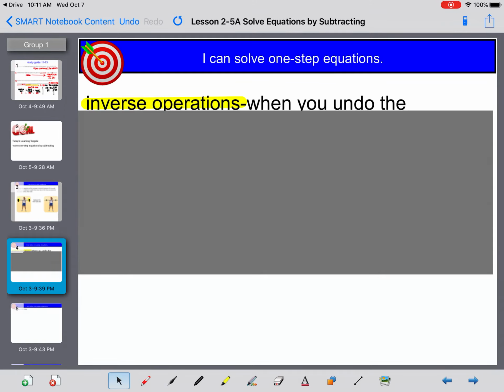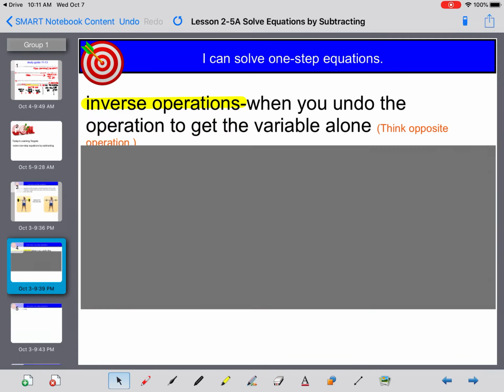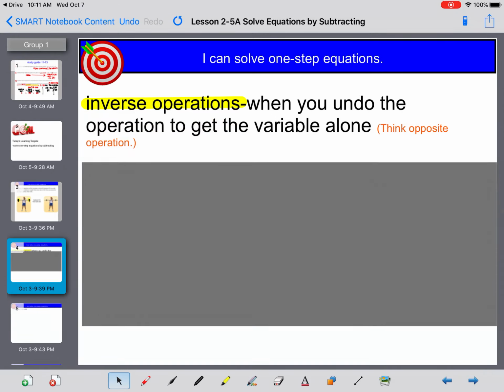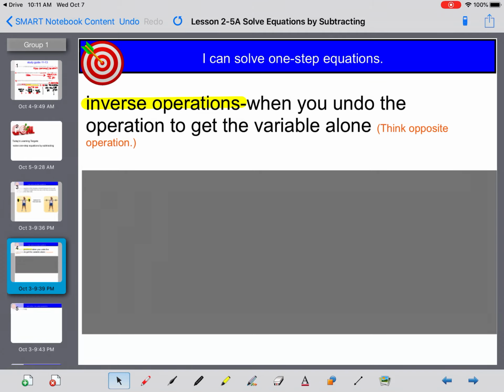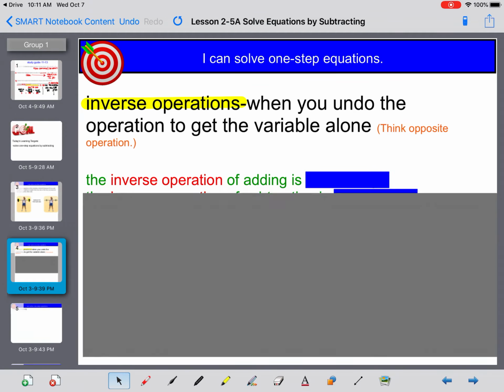We are going to use inverse operations on both sides of the equal sign. Write down the definition of inverse operations in your notes. An inverse operation is when you undo the operation to get a variable alone. Think of an opposite operation.